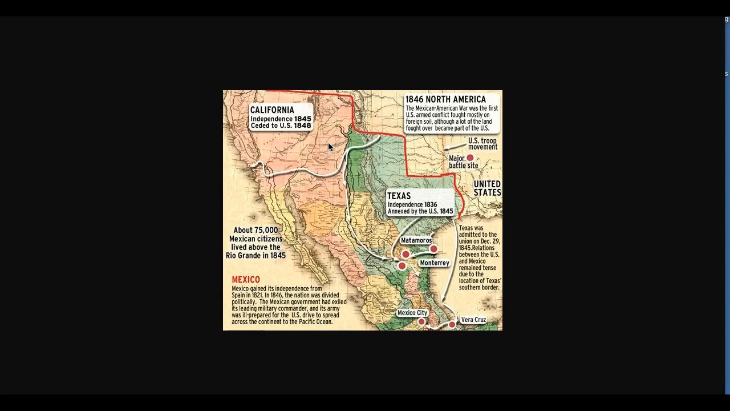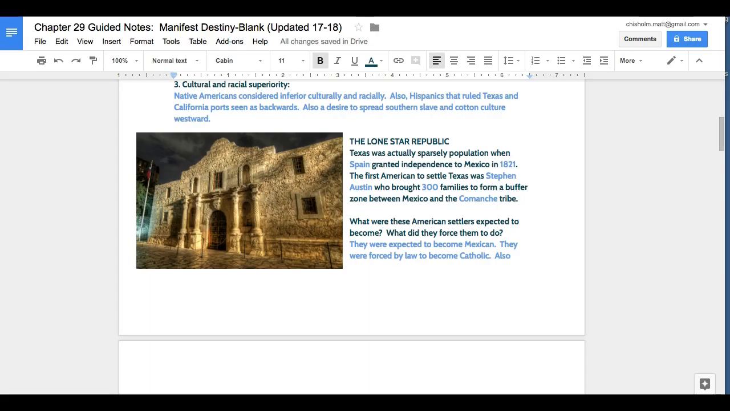First, though, America has dealt a devastating blow at the Alamo in 1836. I'll go back to the guided notes. Here's a restructuring of the Alamo. The Alamo's been destroyed, by the way, so this is kind of like a replica of sorts.